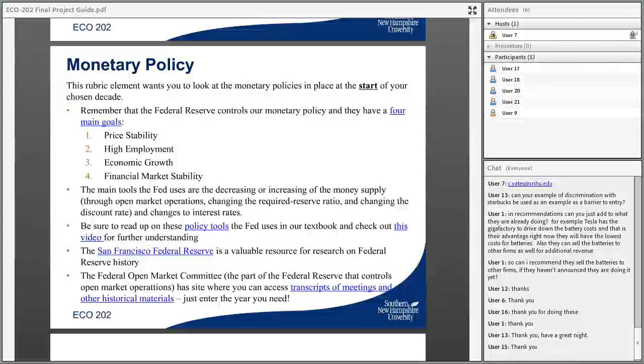The reserve requirements have not changed for a long time. If you are doing a more recent decade, you will probably not find that they have changed the reserve requirements. So it will be mostly changes in the federal funds rate, changes in interest rate, and open market operations. Like in the 2000s, there's a lot of open market operations. So those are the three types of policies you will find.